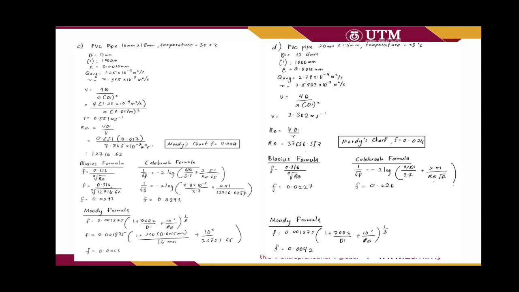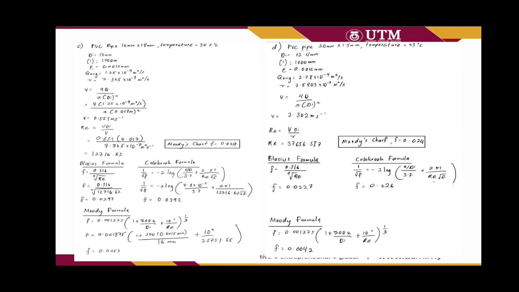For the PVC pipe 16mm times 18mm, V is equal to 0.551 and the RE is equal to 12716.62. From the Moody chart for the PVC pipe 16mm times 18mm, F is equal to 0.029. By the Blasius formula, F is equal to 0.0297. By the Colebrook formula, F is equal to 0.0292. And using the Moody formula, F is equal to 0.0053.